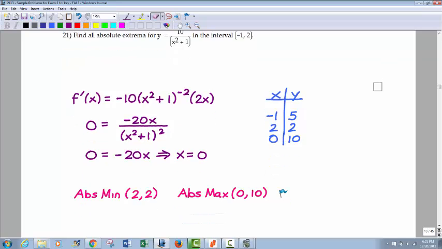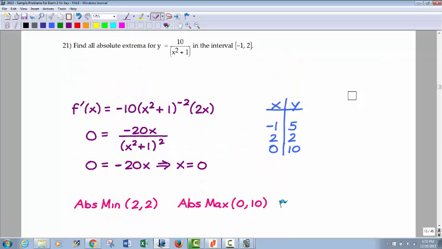All right, so I'm not going to worry about putting the calculator t-chart in there. If you plug negative 1 into the original function, you'll get 5. Plug in 2, you'll get 2. Plug in 0, you'll get 10 over 1, which is 10. So the min will be 2. It's the smallest of the three y's. So at 2, 2 is your min. At 0, 10 is your max. And there you have it. So once you get the derivative correct here, to get that other critical number, that problem shouldn't be too bad.